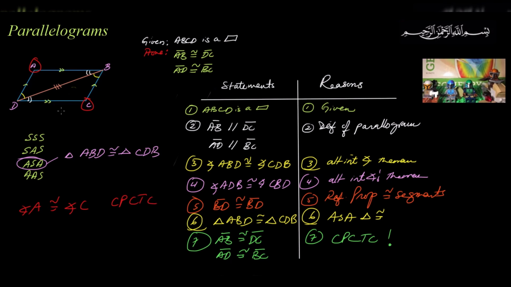In fact, we can prove that the opposite angles of a parallelogram are congruent using the same proof. So you do the whole thing the same way, except over here you can also say angle A is congruent to angle C because corresponding parts of congruent triangles are congruent. So we can use the same proof to prove that A is congruent to C. But then you say, well, what about B and D?